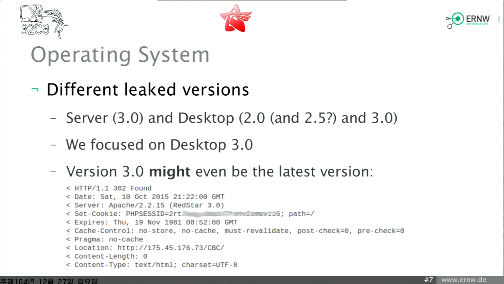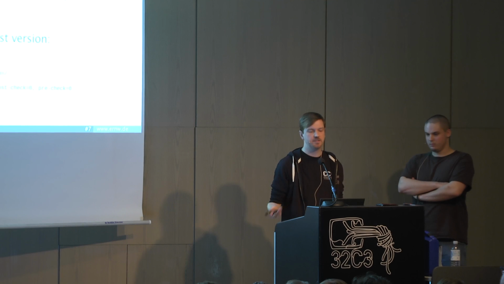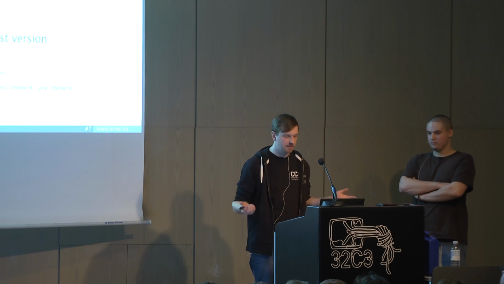So there are different leaked versions out there. As I said, we have a desktop and a server version of Red Star. So you can also use Red Star as a server. And it turns out that server version 3 is actually used on the internet right now. As you can see, there is a server header returned, Red Star 3.0. This is the IP address of the server, and it is pointing into North Korea. So this is one of the few websites that is publicly facing the internet from North Korea. And they're obviously using the server version 3.0, so 3.0 might even be the latest version.